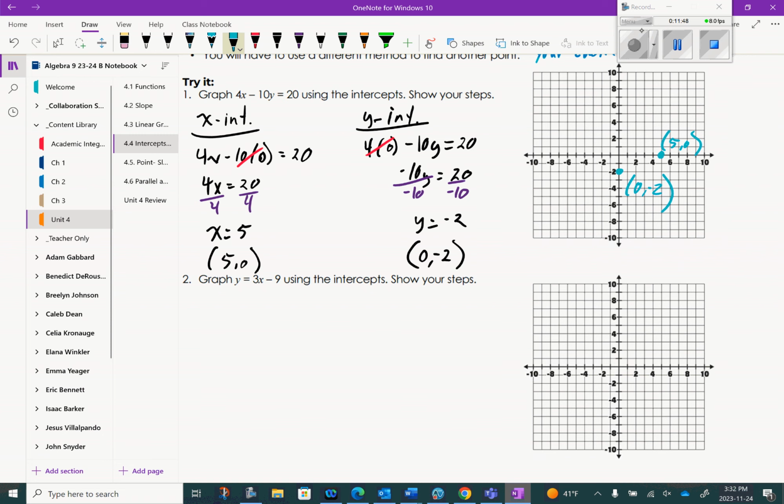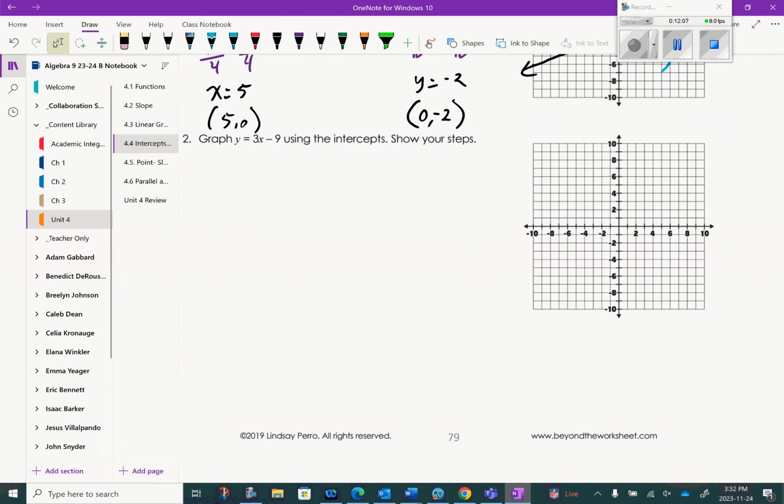Now we have 2 points, and we should be able to draw our line. And it should be that easy. Let's do another one. Take a look at y is equal to 3x minus 9 using the intercepts. So again, for our x-intercept, we set y equal to 0, so 0 equals 3x minus 9.